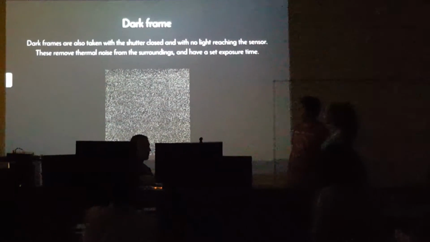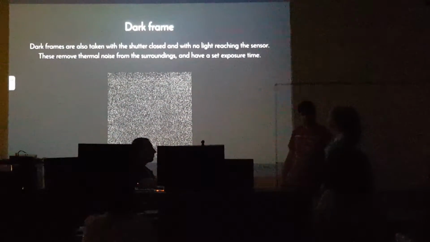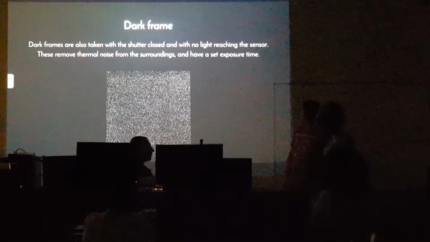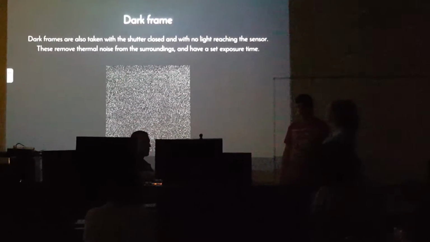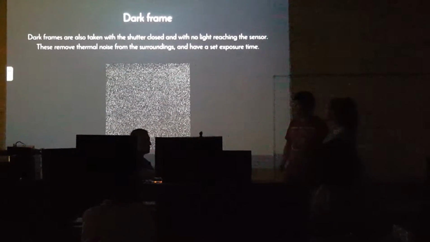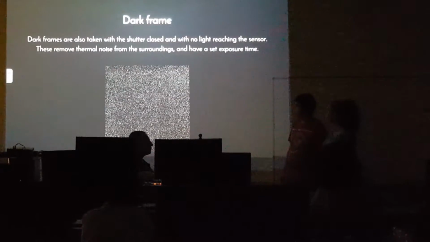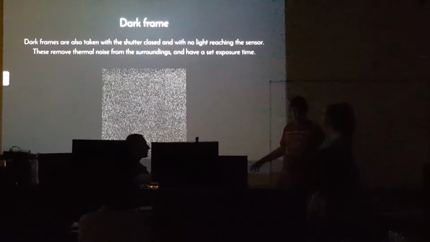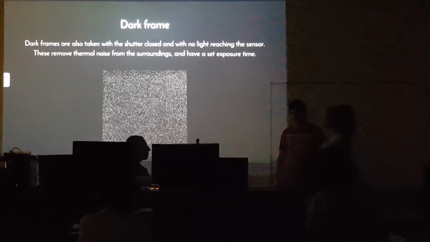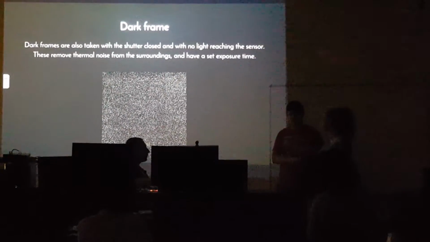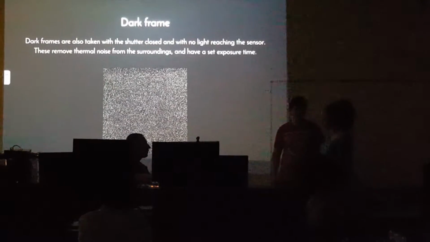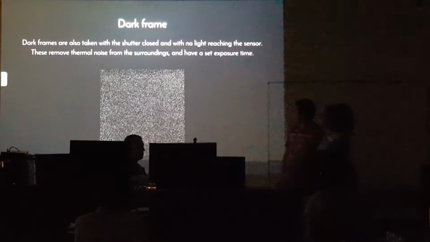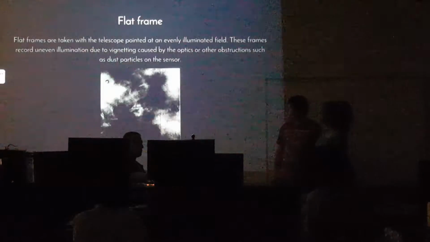And then there's dark. Dark frames are also taken with the shutter closed, so that no light reaches the detector on the telescope. And this actually does have an exposure time, so that it can remove noise coming from elsewhere, like from heat and stuff from the surroundings.